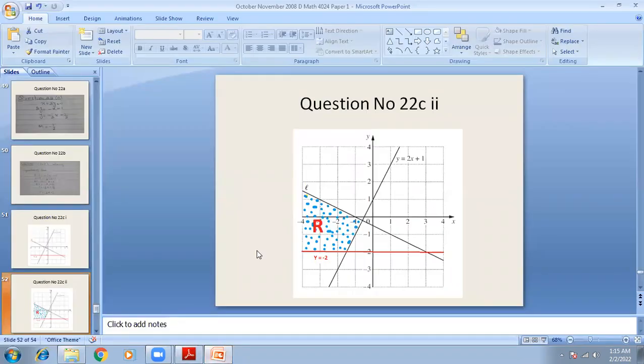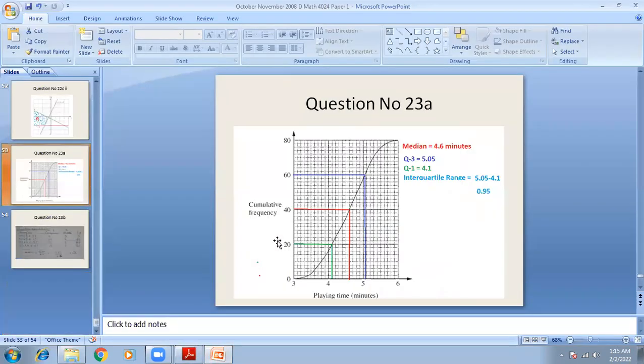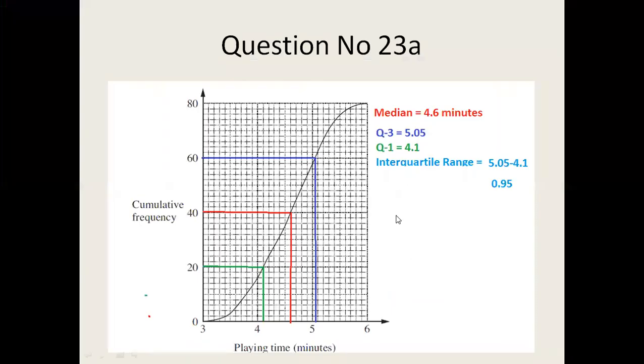Let me show you. Okay. So you can see, if you want to find the median, that will be 50% of the 80. So that will be 40. From the 40, go to the graph and check what the value of x is. That's 4.6. 4.6 minutes. Okay. Then you want to find out the interquartile range.